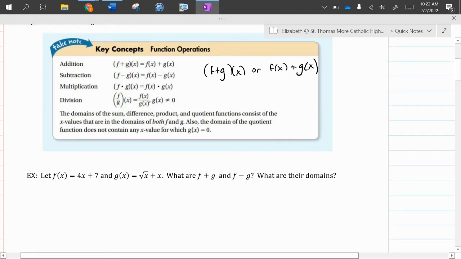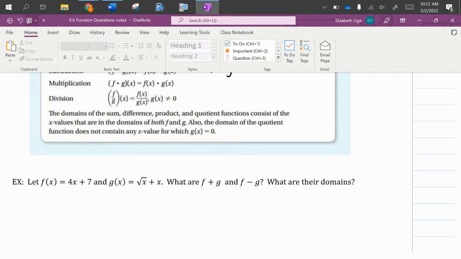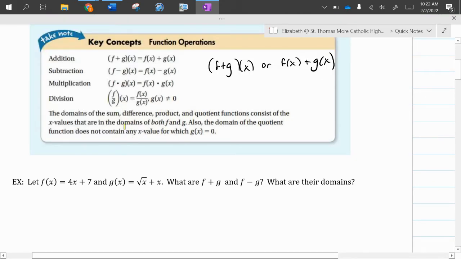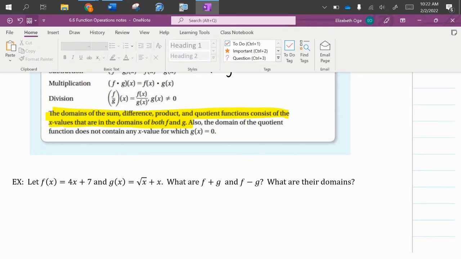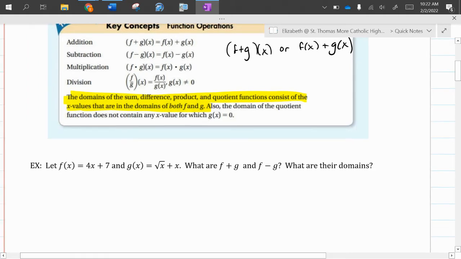So the domains, and this is very important because we're going to talk a little bit about domain today. The domains of the sum, difference, product, and quotient consist of x values that are in the domains of both f and g. So we'll highlight that, both f and g. When we add, subtract, multiply or divide, the domain of the new function is the x values that are in both f and g. The key word there is both. In other words, where the two domains intersect.